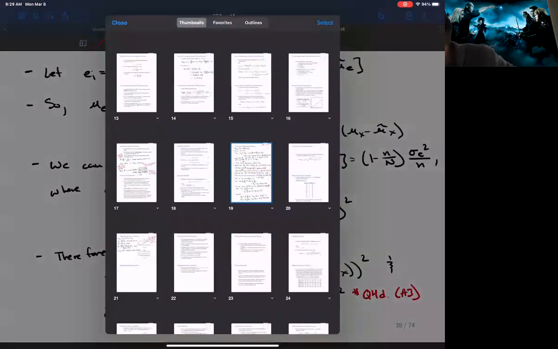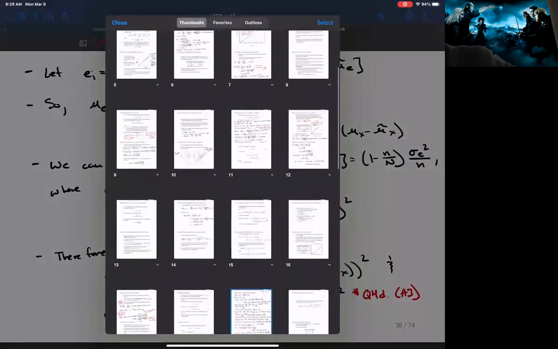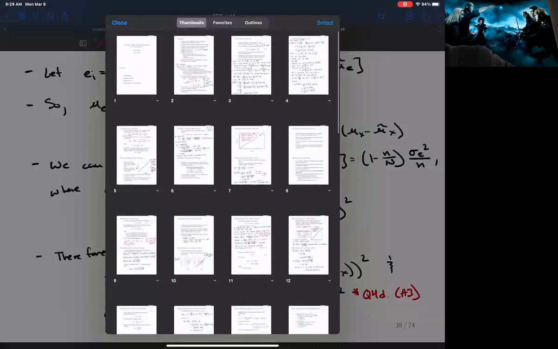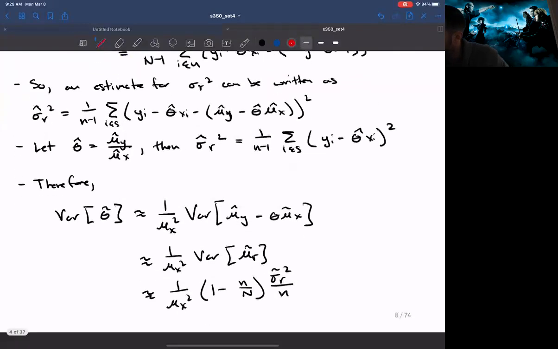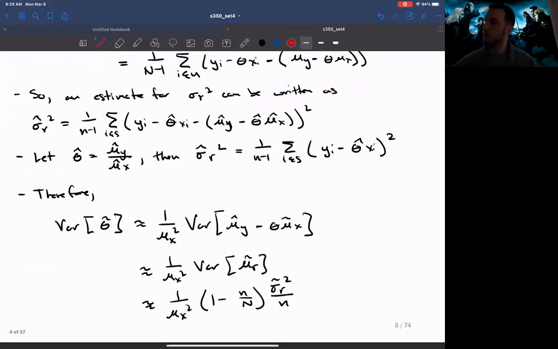In the ratio estimation part, which is shown here, you can see on slide 8 this is the expression that you need for part C. And you have to work out each of these in order to get the 95% CI. So that's the purpose of the question.